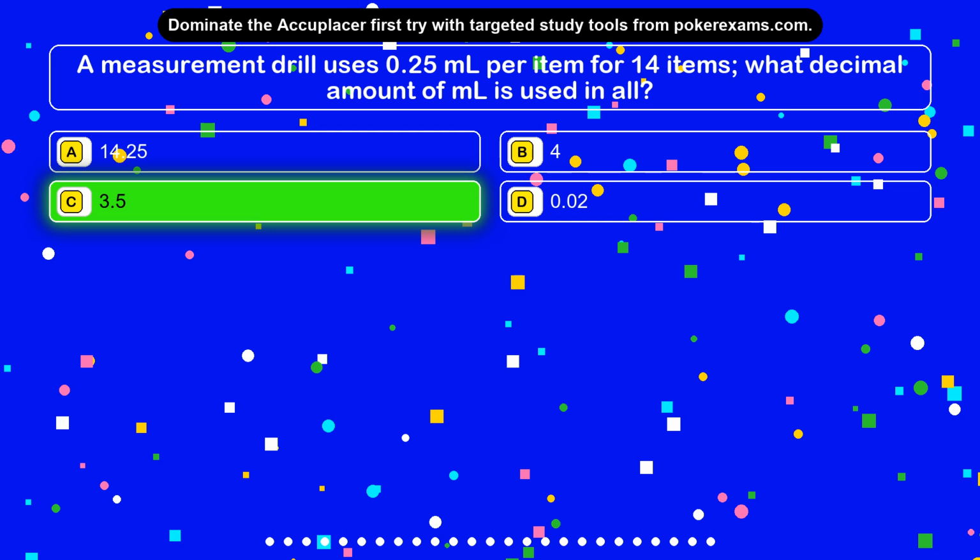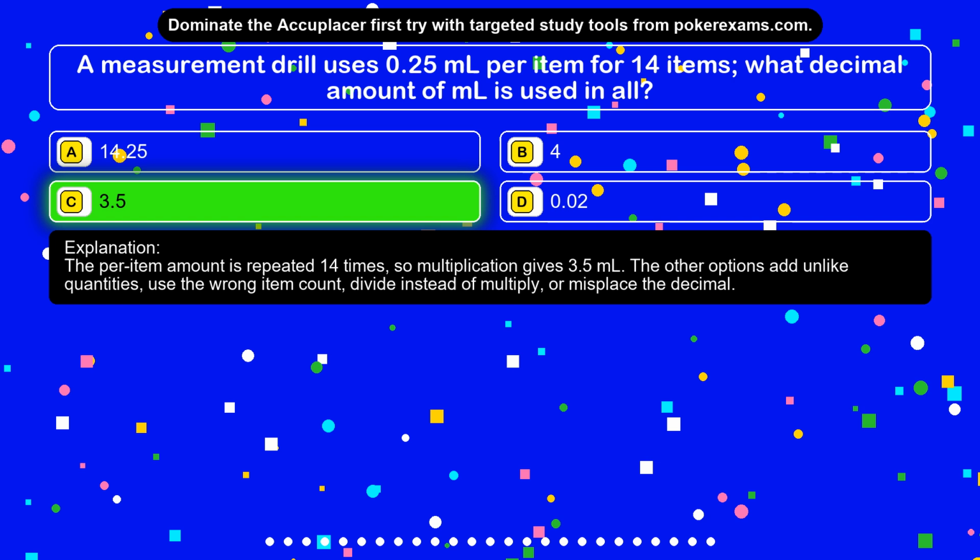The correct answer is option C, 3.5. The per item amount is repeated 14 times, so multiplication gives 3.5 ml. The other options add unlike quantities, use the wrong item count, divide instead of multiply, or misplace the decimal.